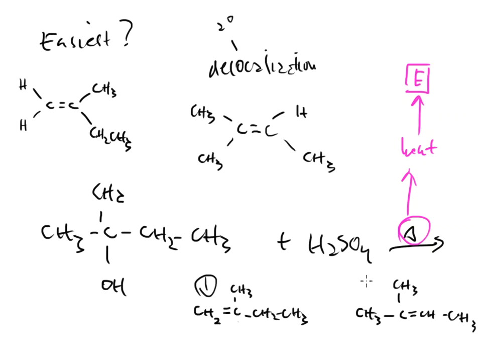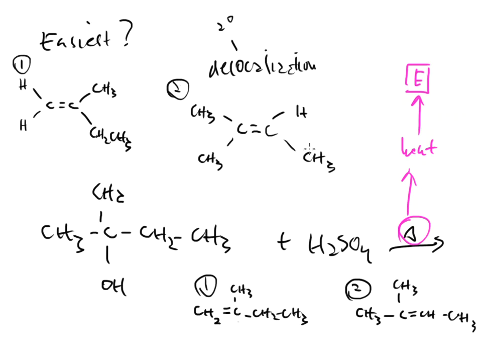So out of these two choices, there's one, there's two. Which one is more preferred? The rules of alkene stability: the alkene is more stable if it has more groups that are attached to the sp2 carbons.